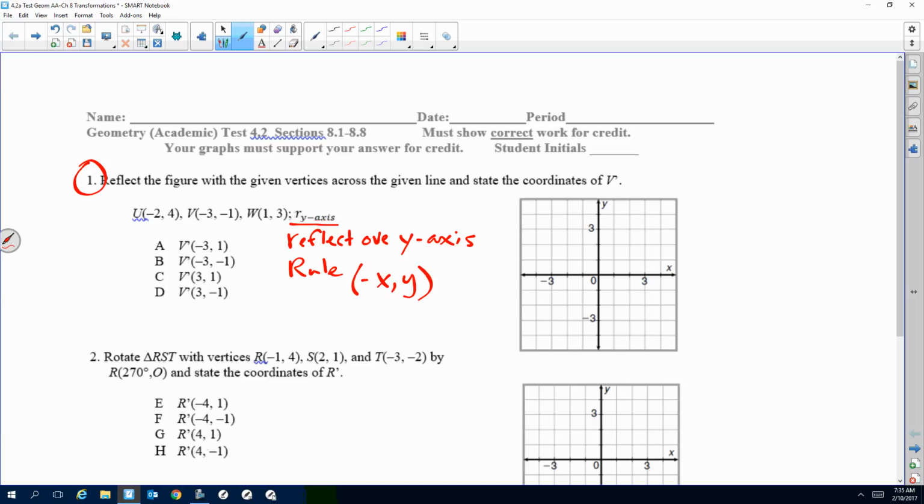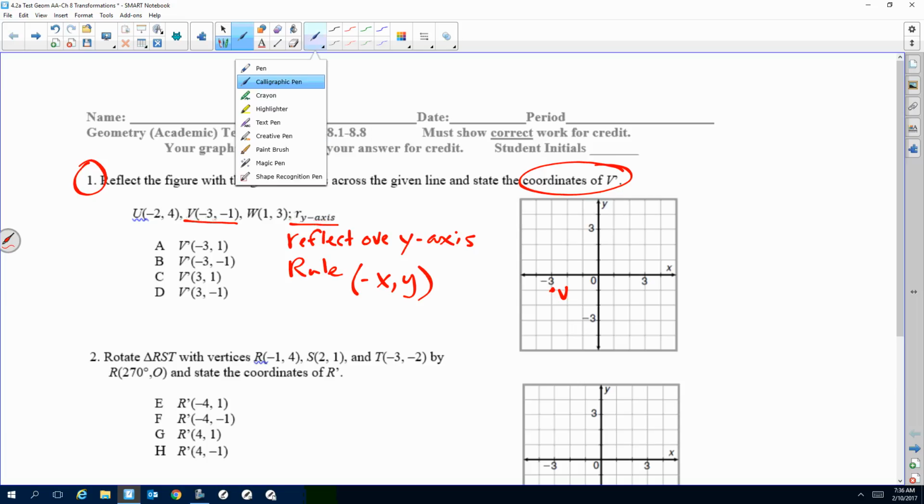Now, on this problem, they want us to reflect the coordinate v. Some of you might have a different coordinate, a different ordered pair. But v has the coordinate -3, -1. So first you have to graph that, -3, -1. Here is the v, the pre-image. We are reflecting over the y-axis, and I'm just going to highlight that. That's this line. That means we need a mirror image.